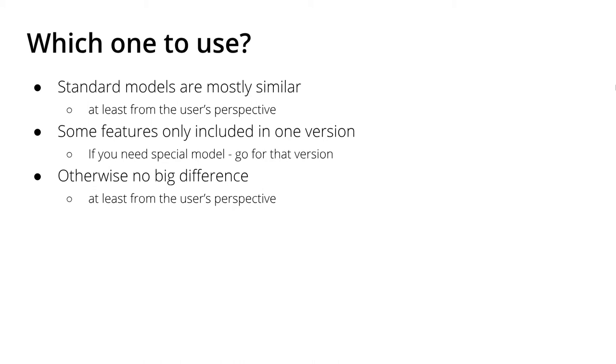But there might be some features which are only included in one version. For example, cfMesh is included in OpenCFD's version. So if you need a special model, then go for that version. For example, in Foam Extend, you have the possibility to simulate fluid structure interactions. So if you really want to go for that, then download that version.